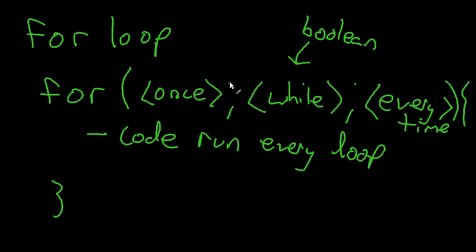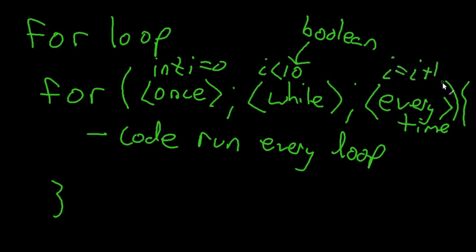Okay, so it's good to know these general structures of what goes in each spot, but usually we use it for a specific purpose. The once code is usually used to initialize a counting variable, sometimes to 0. So this says integer I equals 0. And then the while condition is usually used to say how long you want to count for. So like I less than 10. So while I is less than 10, this loop will continue to run. And then this every time section is usually used to increment the I variable. So I equals I plus 1.